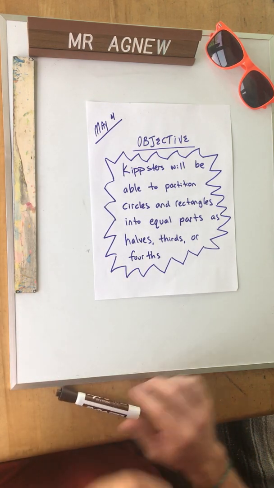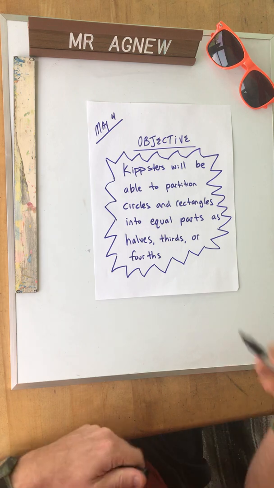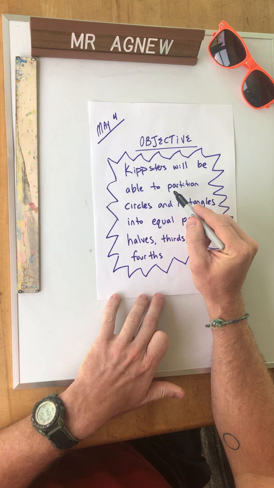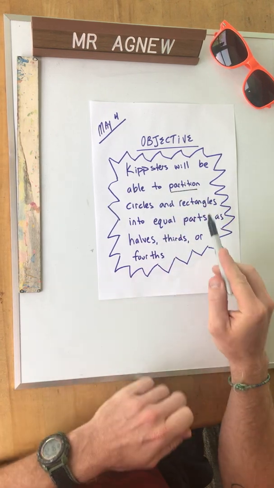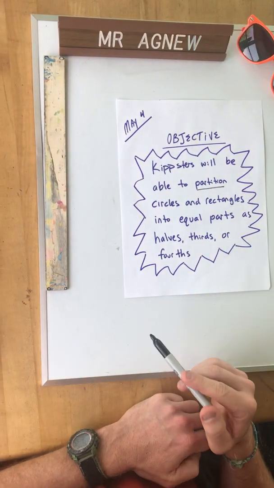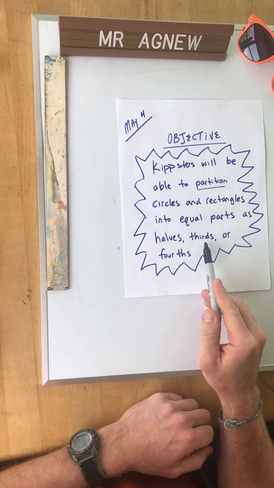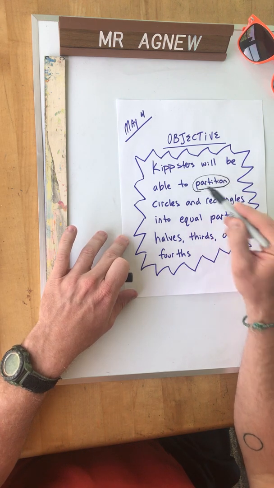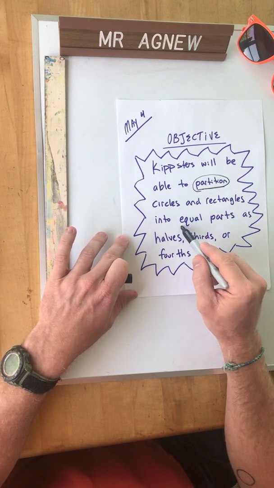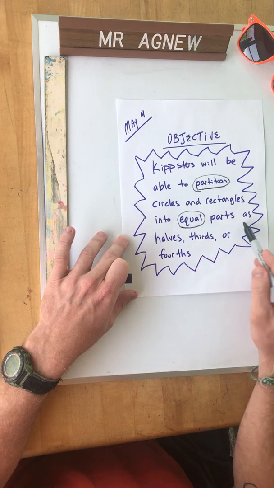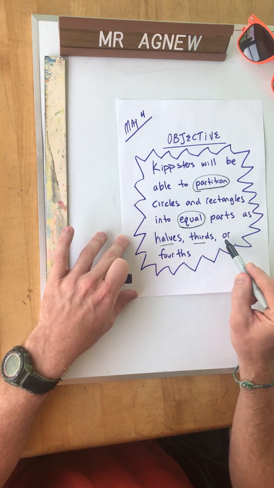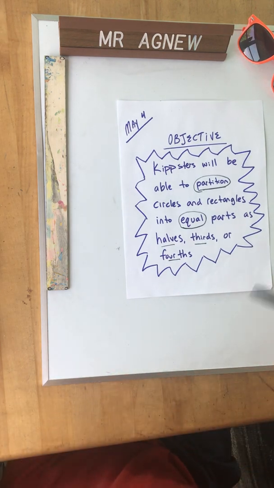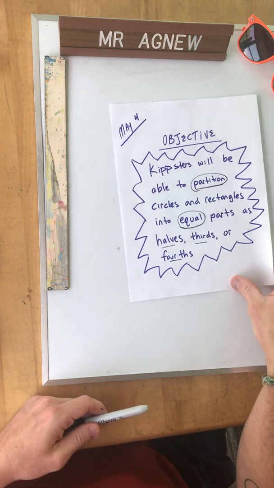All right, so here's our objective today. We will be able to partition circles and rectangles into equal parts as halves, thirds, or fourths. Pause it if you need to, but that's our goal for today. We got a few shapes that we'll start to divide.